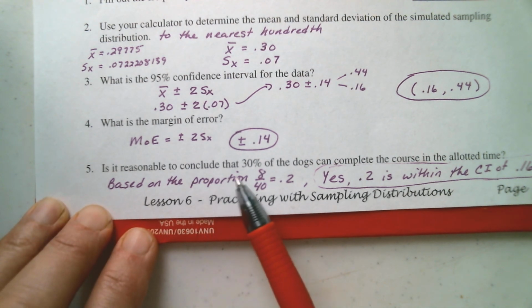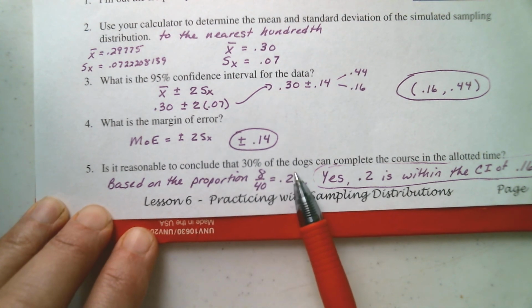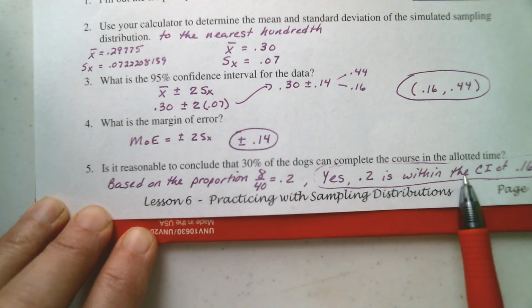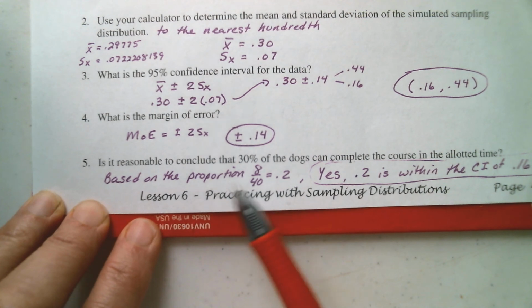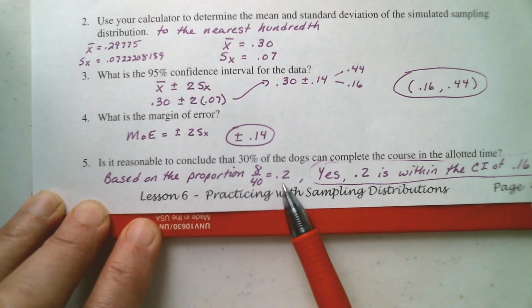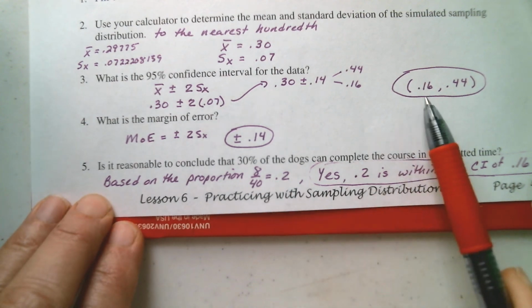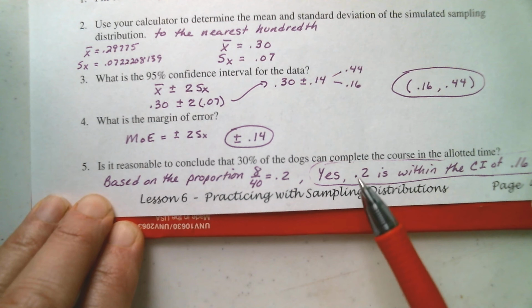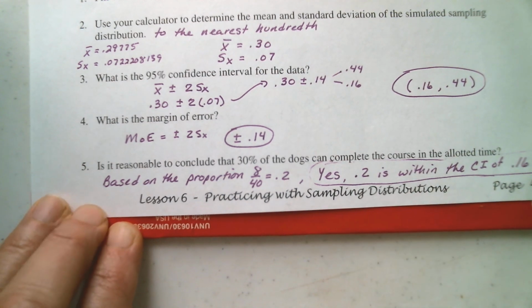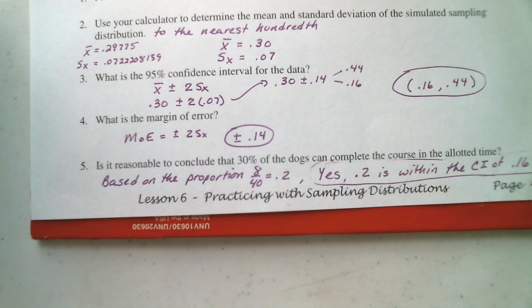And is it reasonable to conclude that 30% of the dogs can complete the course in the allotted time? Based on the proportion of 8 out of 40, which is 0.20, does 0.2 lie within this confidence interval? And it does. So yes, 0.2 is within the confidence interval of 0.16 to 0.44.